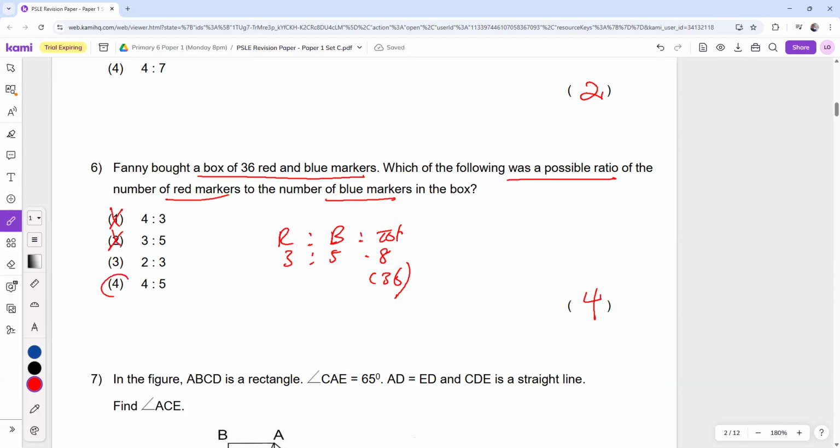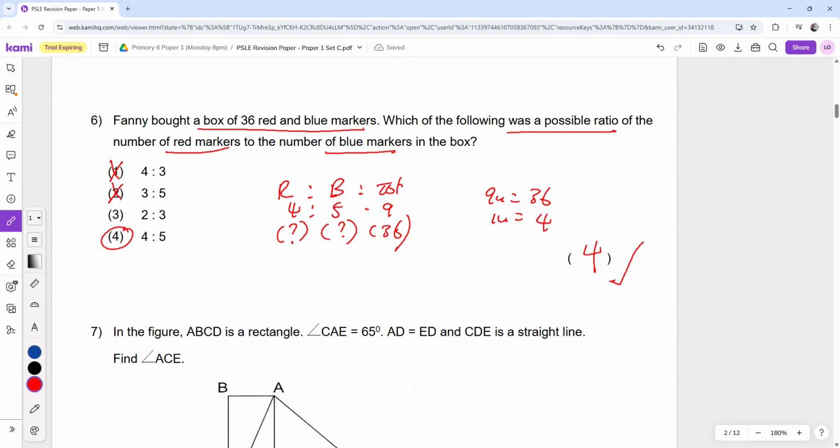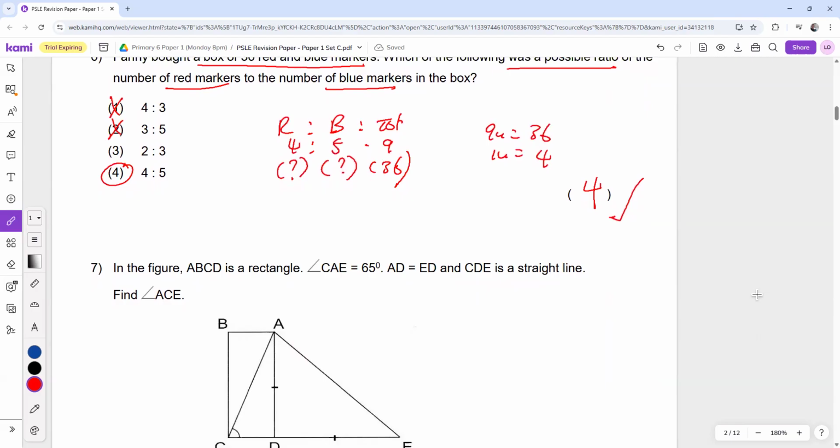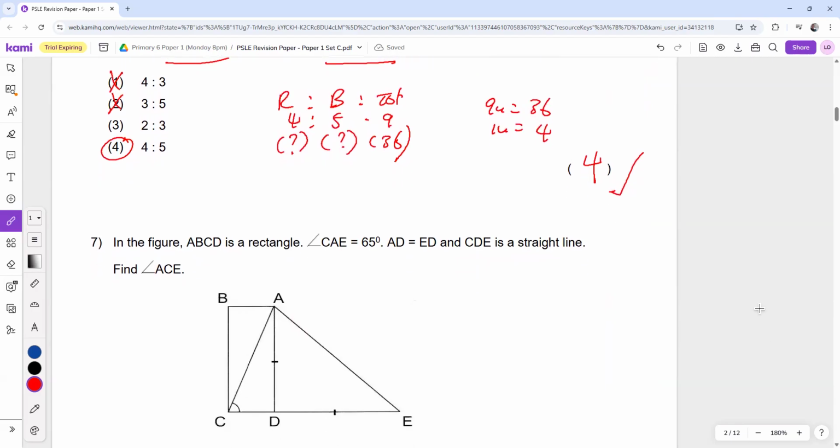So if you jump to number 4, right? Number 4, 4:5, and what's the total? The total is 9 units. So if the total is 9 units, can 36 divide by 9? Yes, you can find 1 unit. And because you can find 1 unit, you can find how many red and how many blue. So when you can divide, that is a possible ratio. So the answer is number 4. Got it? All right. Anything not clear, you can ask questions, or otherwise wait until the end of the lesson, then ask me your questions.